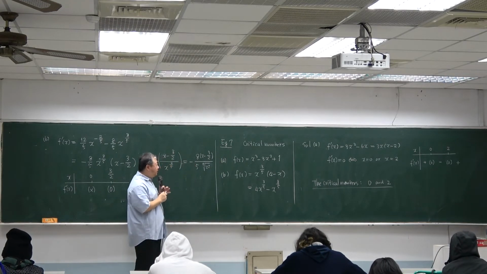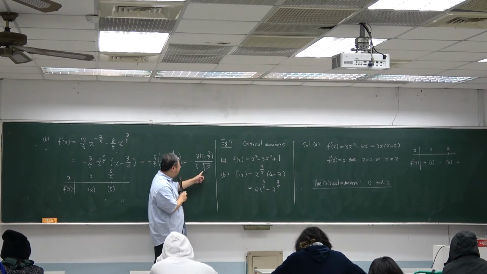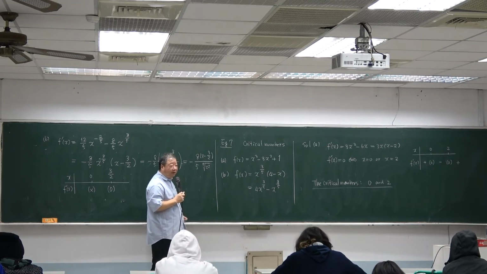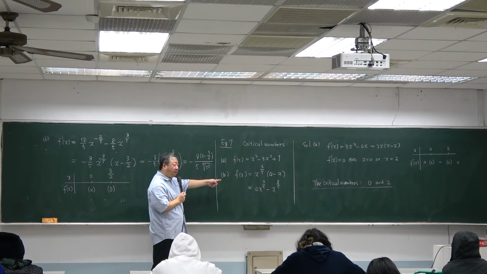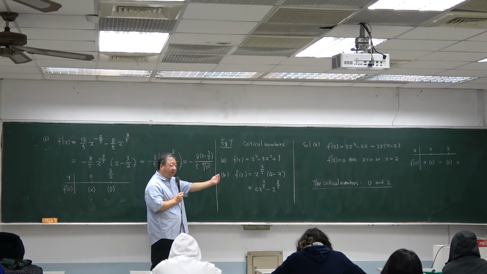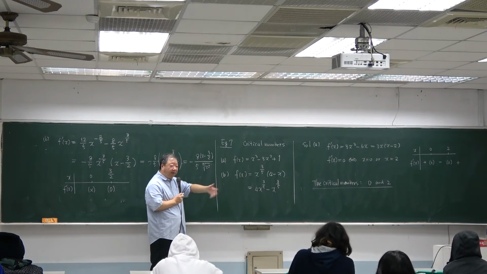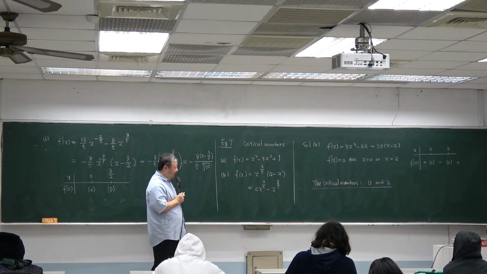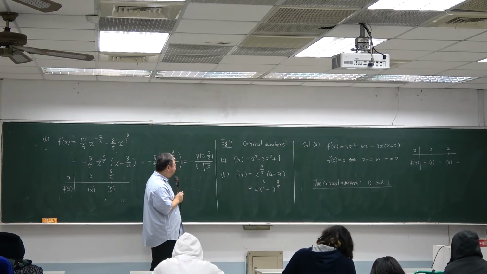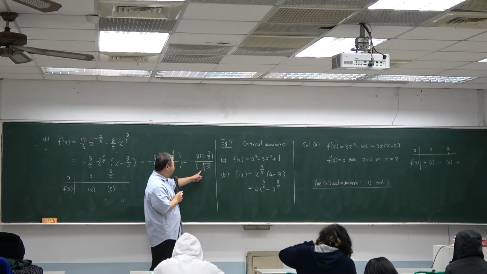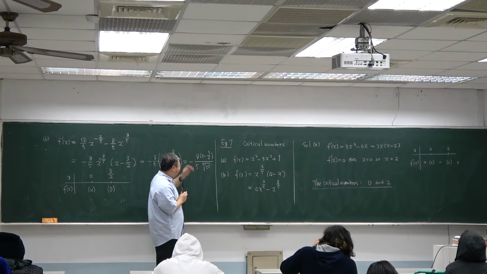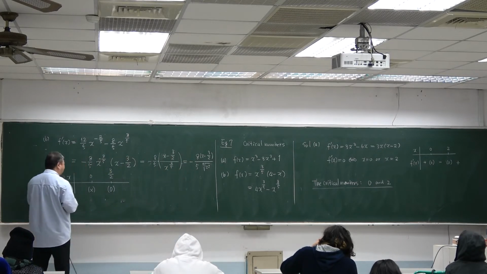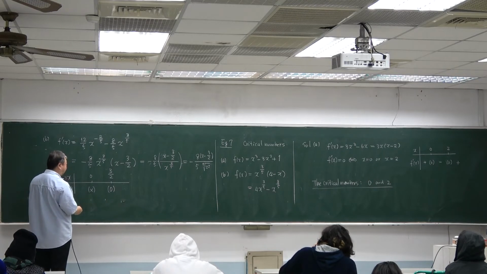A wrong reasoning is this: when x equals 0, the denominator will be 0. But this is a wrong reason. We already mentioned this before. In order to see whether this function is differentiable at 0 or not, you have to use the definition: f of x minus f of 0 over x minus 0, then find its limit. Anyway, I already explained this before. I don't want to take time to explain again.